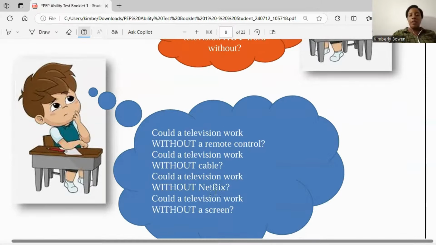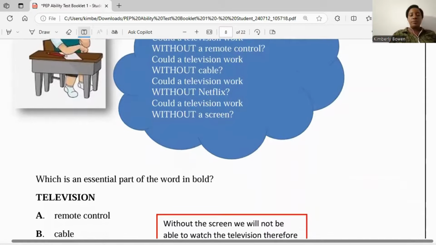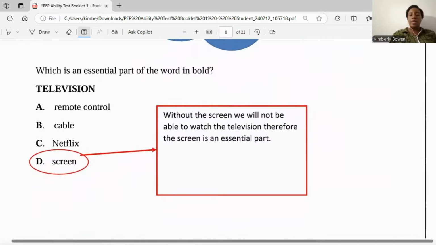Could a television work without Netflix? If you said yes, that is also correct. The television does not need Netflix to work. Could a television work without a screen? If your answer is no, then you are correct. The television needs a screen so we can see what is on the television. Without a screen, we will not be able to watch the television. Therefore, the screen is an essential part.